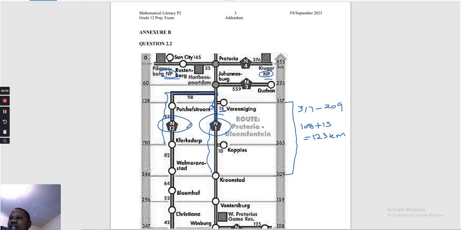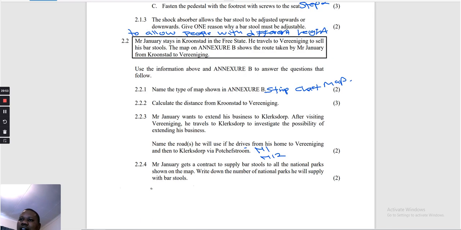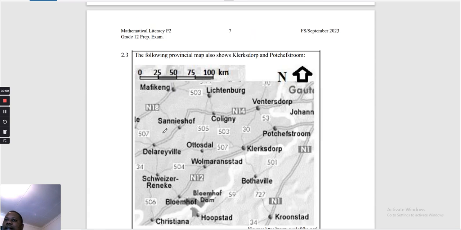Let's go down here. We don't see NP, but when we go down again, this is the game reserve. Then we have the Vaalbos NP. That means this is another national park. So we have 3 national parks. So there are 3 national parks. Okay, then let's continue down there.